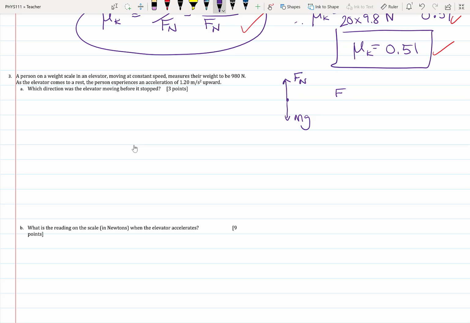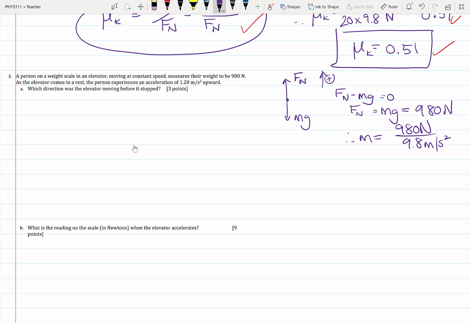So in that situation, Fn minus mg, assuming up is positive, equals 0. So the normal force equals mg, and they tell us that the normal force is 980 newtons. Therefore, m, the mass of the person, is 980 newtons divided by 9.8 meters per second squared.